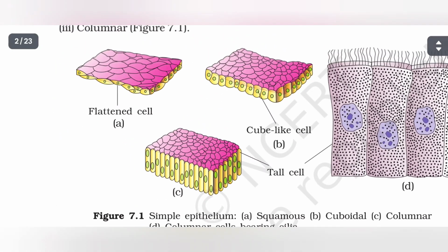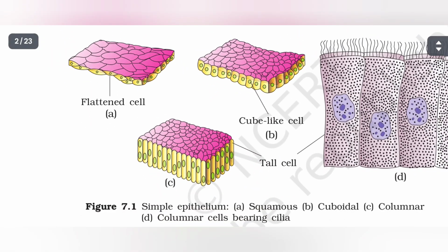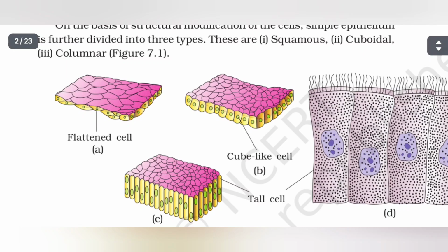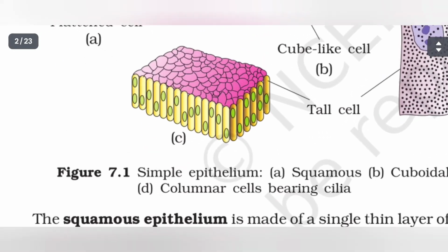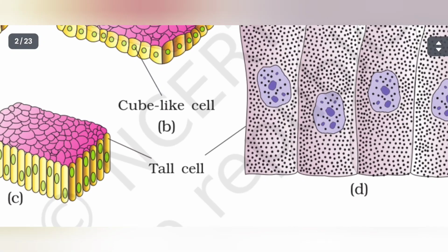First is squamous, which are flattened cells. B is cuboidal, which is cube-like. C is columnar, and D is columnar cells bearing cilia.